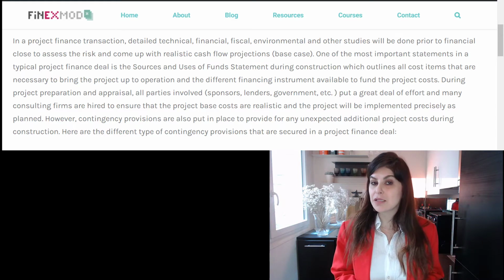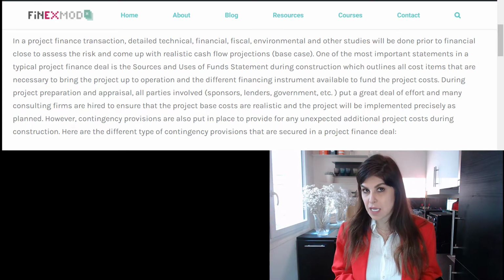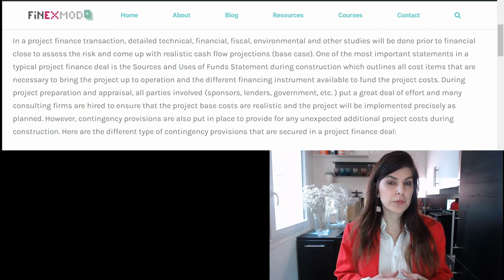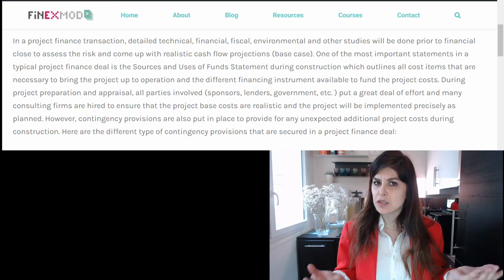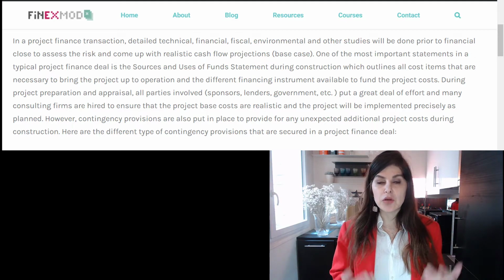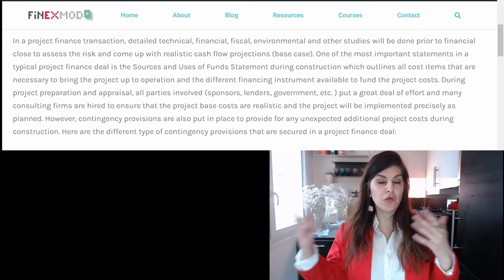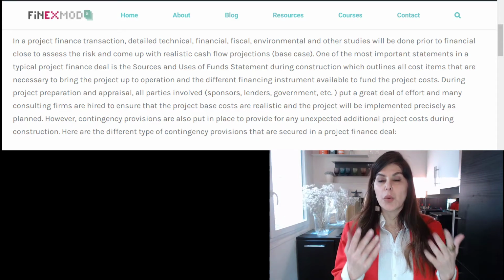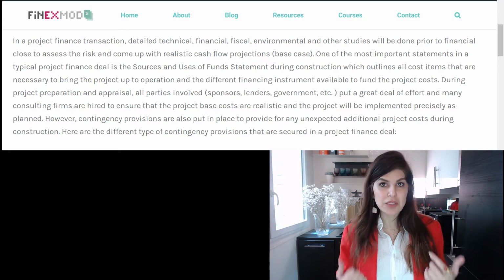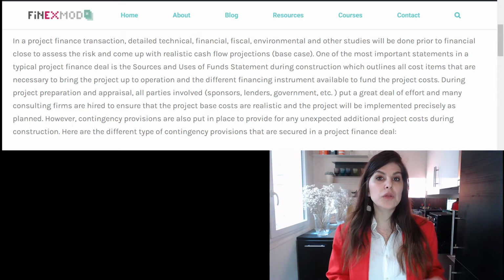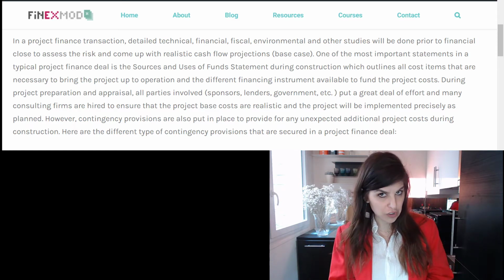Okay, so as we said, contingency provision is one of the important topics that needs to be discussed with different stakeholders in a project, lenders, sponsors, and the government, and all the parties involved in a project. So what is contingency provision? As you know, in a project finance deal, everything is basically relied on the cash flow projections. So lenders, when they are looking at a project, they don't have much security to back up their debt service and the principal repayments of their debt. So they only rely on the cash flow projections.